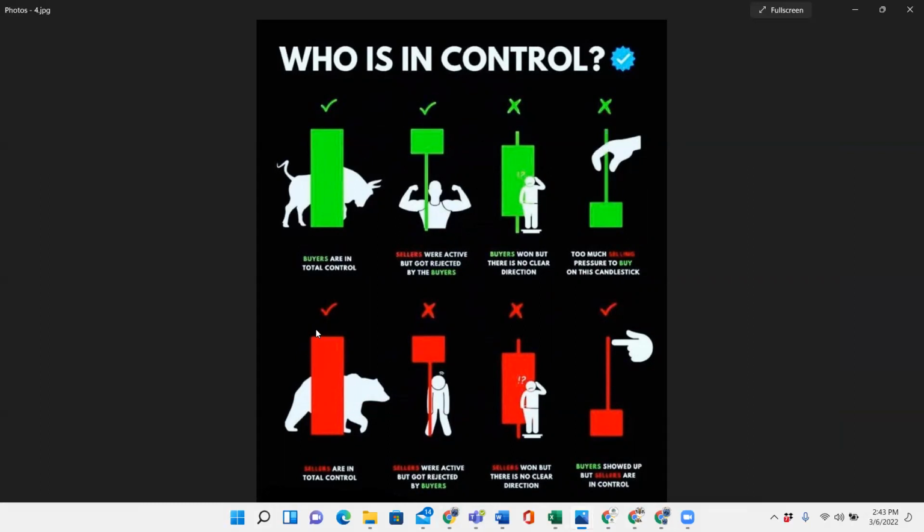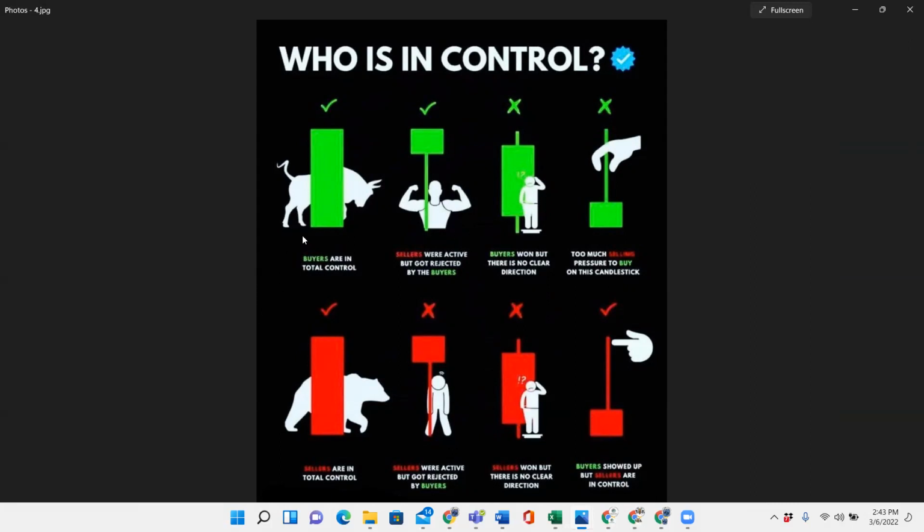Now the bear, obviously we have no wicks here. The bears or the sellers are completely in control here. Okay, so now we have this one. We don't want to trade this one. This hammer, even though it's red, sellers were active but got rejected by the buyers. Okay, and then we have sellers won, but there was no clear direction. So we don't want to get into the market on this one. And then we have buyers showed up, but the sellers were still in control. So this one we definitely want to trade. Okay. So we have this candle pattern right here. This is the one that we want to trade for the bears.